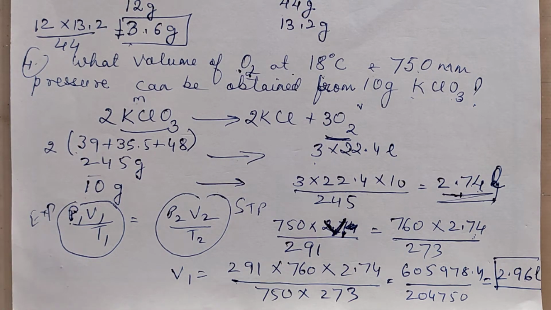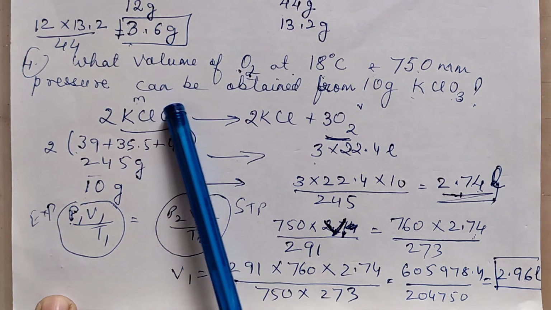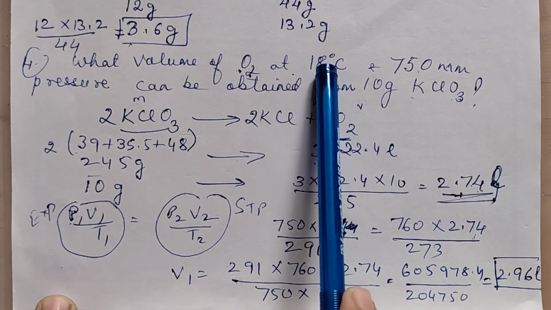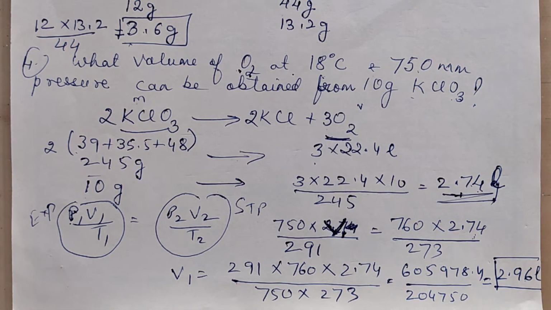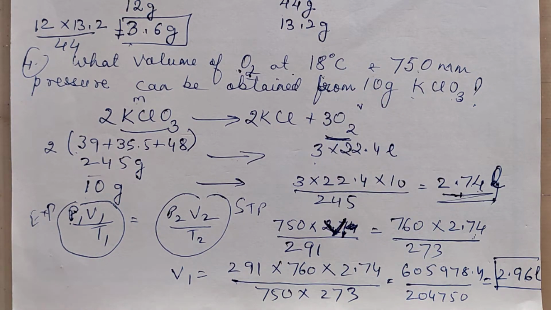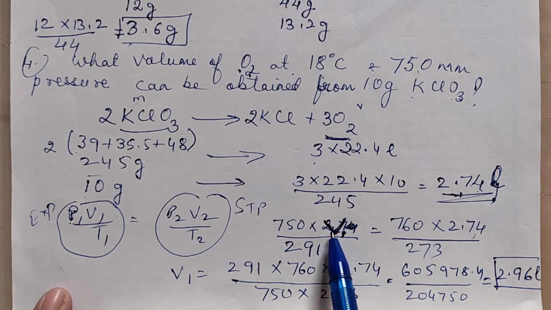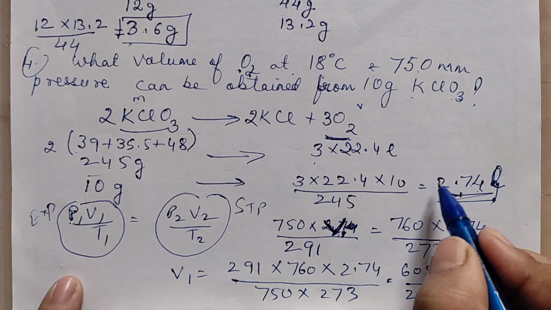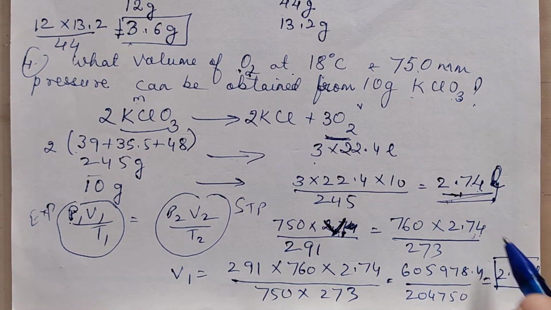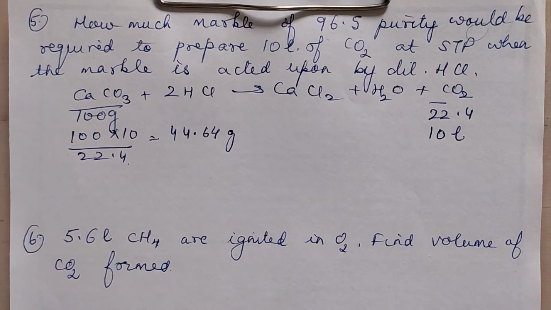Got it? If the question had been to calculate the volume if 10 gram is burnt, you would stop here only. But because they asked us to calculate under these conditions, we need to convert it under these experimental conditions. For that we have to use P1V1 by T1 is P2V2 by T2. This volume we calculated at STP, so we have put it here. So our answer is 2.96. Moving on to the next question.